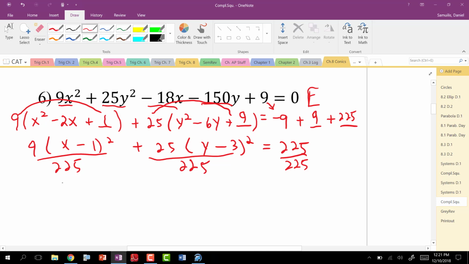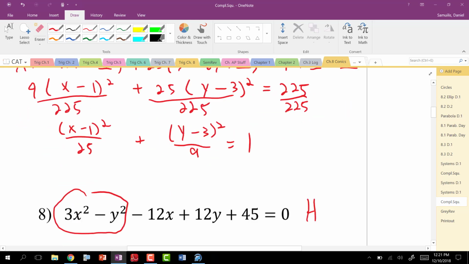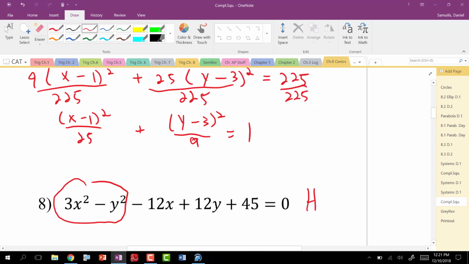Okay. 9 goes into 225. 25? He's right. 25 goes into 225. 9. Shh. Need to focus today. We got a test.